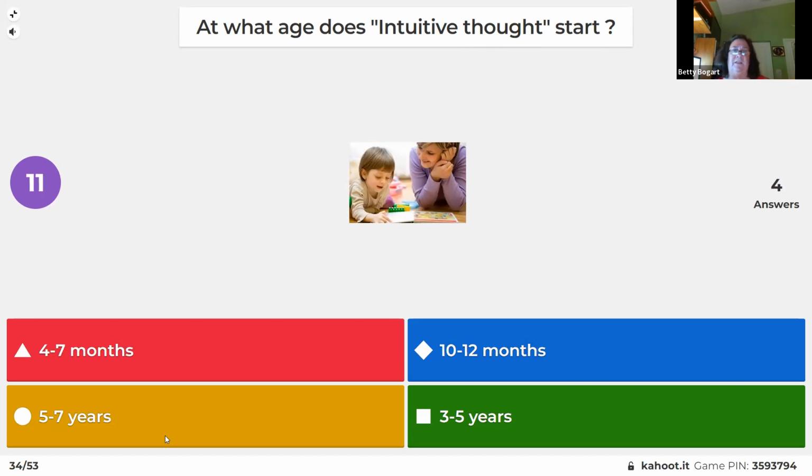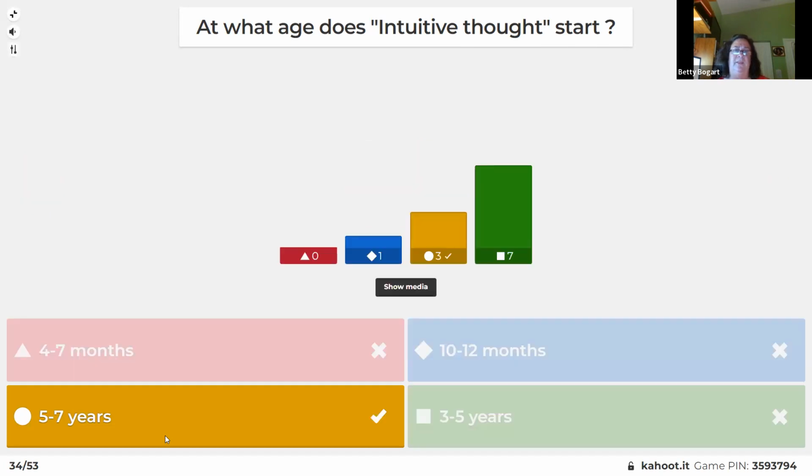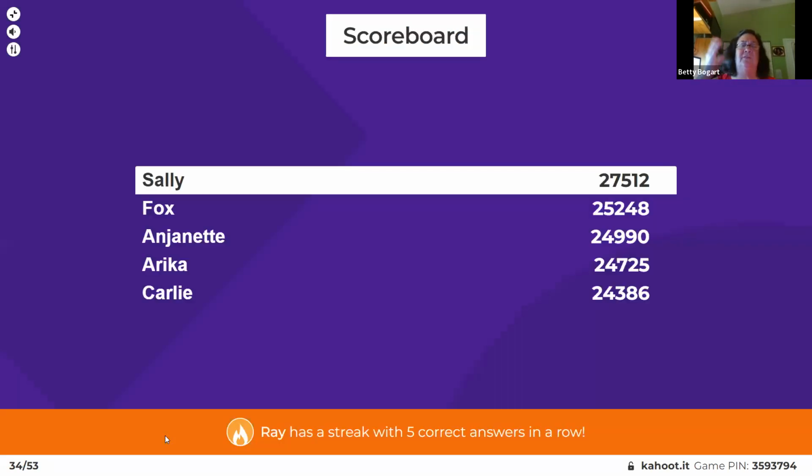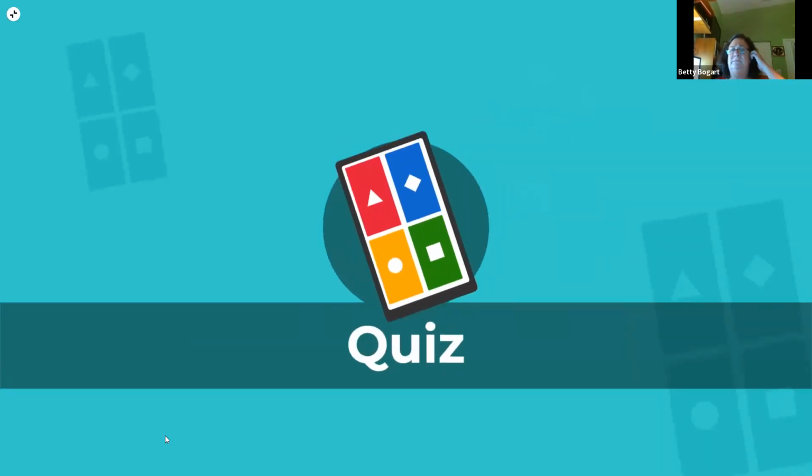At what age does intuitive thought start? They can start putting things together. And this is at the very, very beginning of the school age, that 5 to 7 years. They're starting to be able to put things together and understand things a lot more.